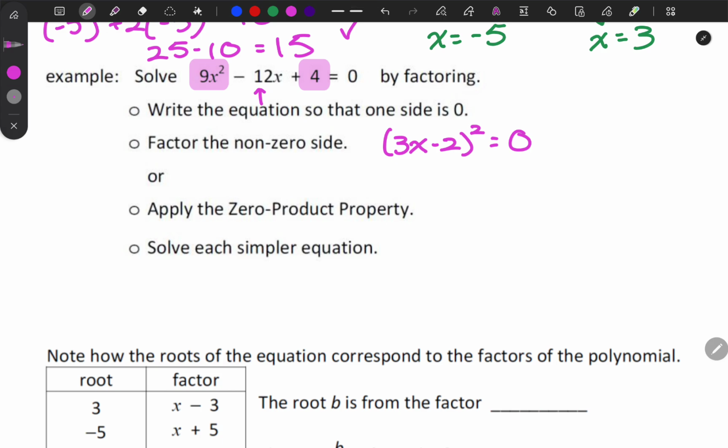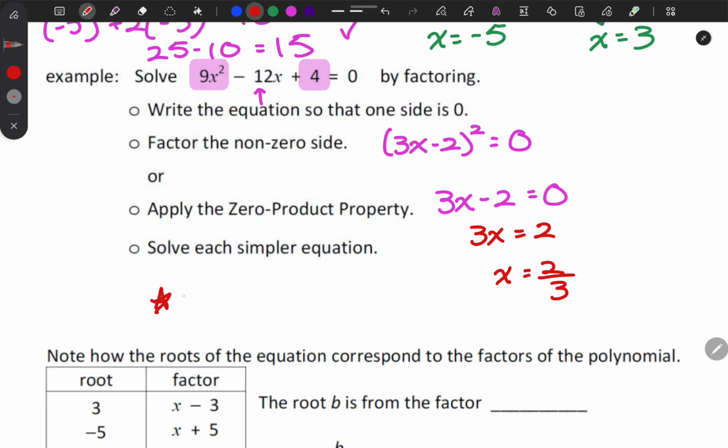If you don't recognize it, you can also factor it the long way. Now, in order for this to be true, the squared factor must be 0. There's only one unique factor, so it must be equal to 0 in order for the original equation to be equal to 0. And we now solve for x. This one can be done in 2 steps if you need to. 3x equals 2, and then x equals 2 over 3, keeping an exact answer or a fraction.